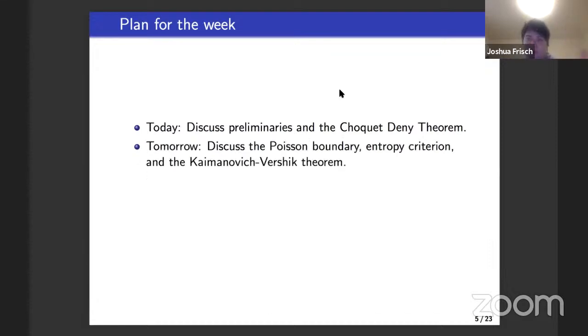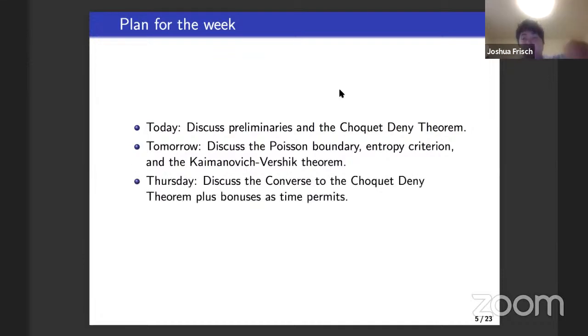Tomorrow, the Choquet-Deny theorem is going to say that a bunch of harmonic functions are trivial. Tomorrow we're going to discuss the Poisson boundary and then related things like the entropy criterion and the Kaimanovich-Vershik theorem. And then on Thursday, we're going to loop back to today and prove the converse to what we proved today. Somehow we're going to prove one direction of a theorem today, and then the other direction is going to come on Thursday. And this result is very recent. It's from the past few years. And then there's a bunch of bonuses we will discuss as time permits.